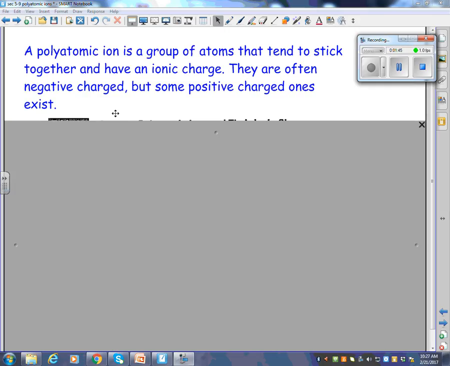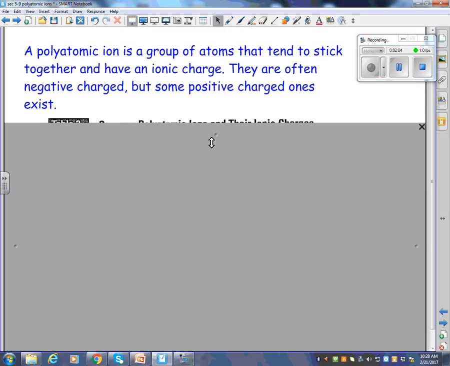A polyatomic ion is a group of atoms, a gang of atoms that tend to stick together and have an ionic charge. Do you guys need to write this down at all? I got it. Okay. They are often negatively charged, so most of the time they are negative, but there are a couple of positive ones. Here is the list.